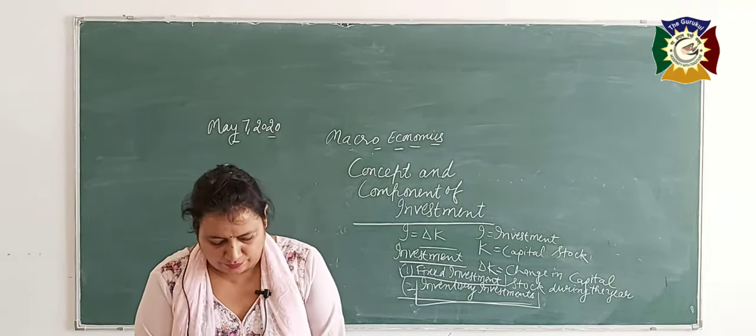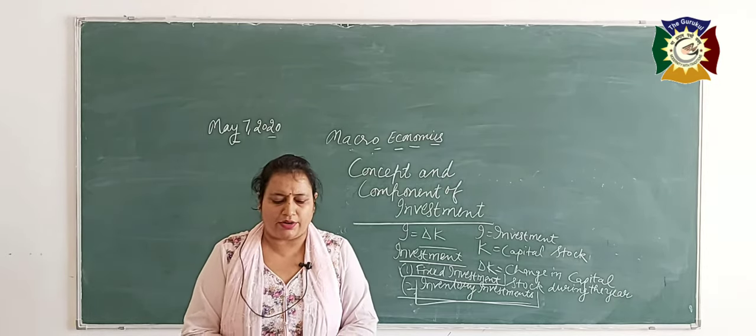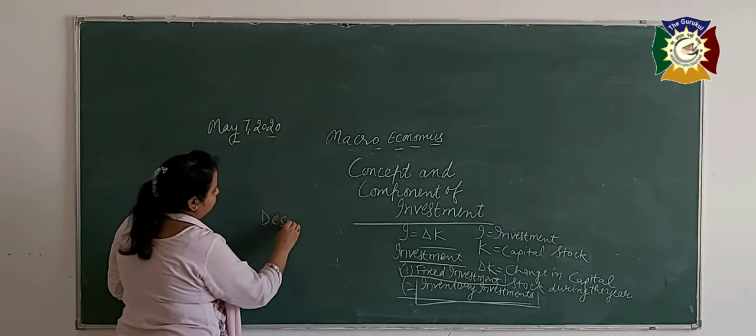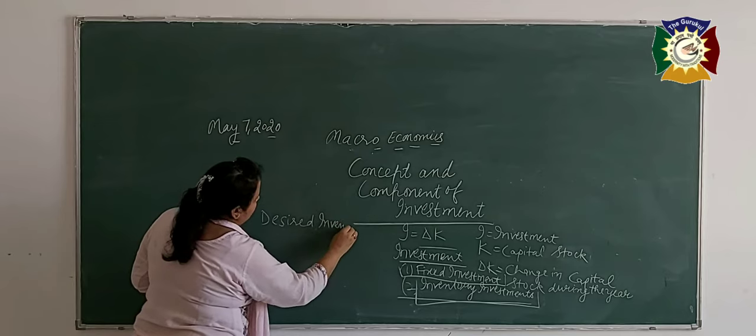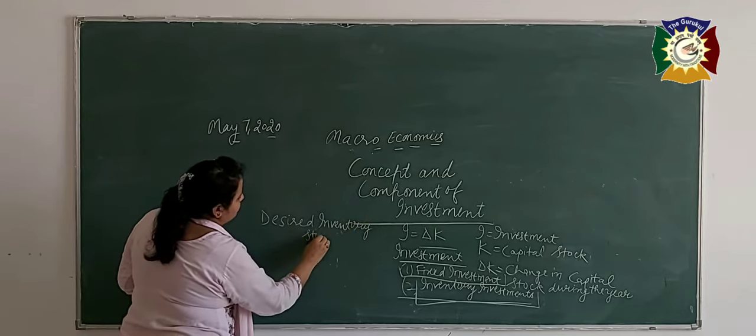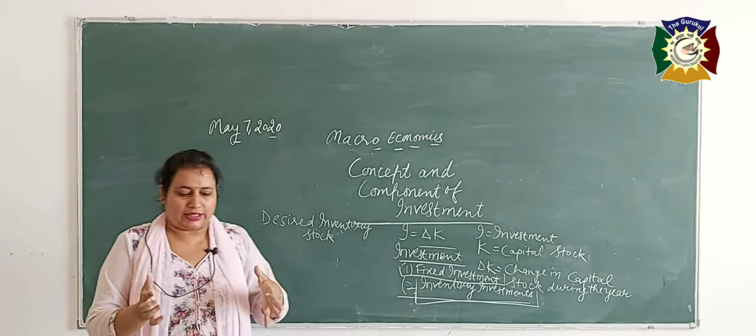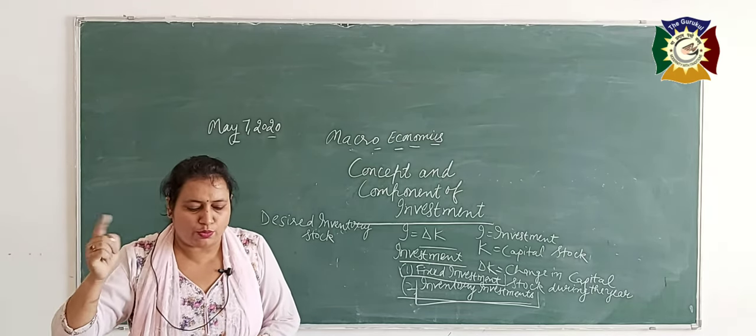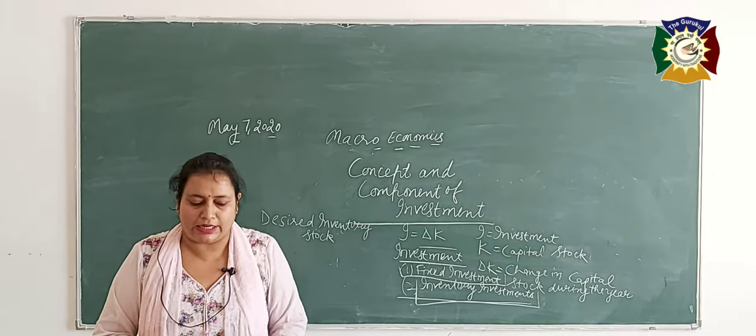Next is gross investment, desired inventory stock and undesired inventory stock. I am telling you this about desired inventory stock. Desired inventory stock means apni marzi se aapne apne paas stock jo hai wo rakha hai. That is desired inventory stock for your future demands. To meet the future demands, ताकि आप अपनी future की demands को जो है वो maintain कर सको.